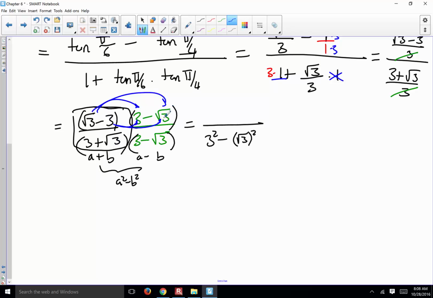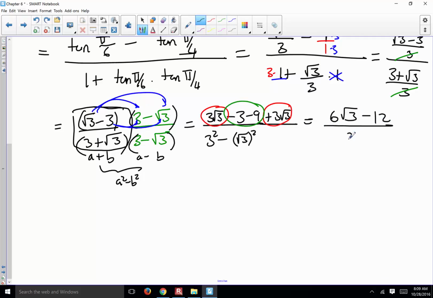So we need to multiply first, outside, inside, last terms, which is root 3 first terms. Outside terms is just 3. Inside terms is just minus 9. And last terms is plus 3 root 3. That makes twice these guys. There is a double. So 6 root 3. And these are like minus 12. And the bottom is 9 minus 3. 9 minus 3. Oh, this is 6.